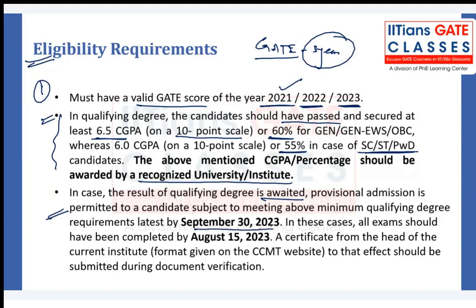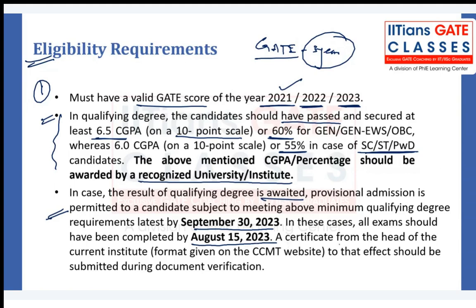Now you're expecting your degree to be awarded by September. So it's better, you are eligible for applying for CCMT, and you can get into NITs, right? So in these cases, all exams should have been completed by August 15, 2023. So I think by the end of June, everybody will be finishing their exams.